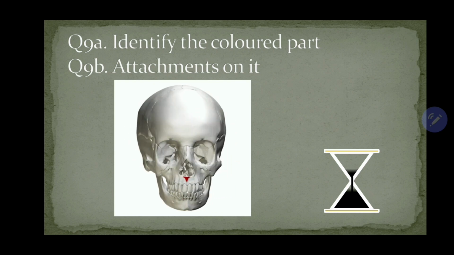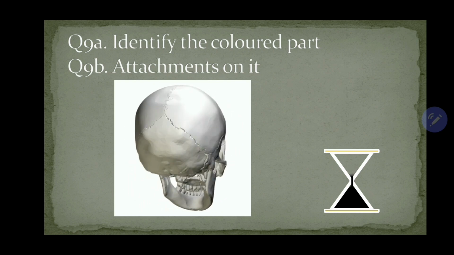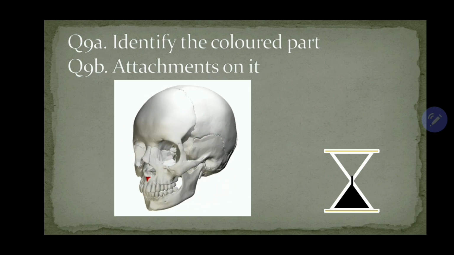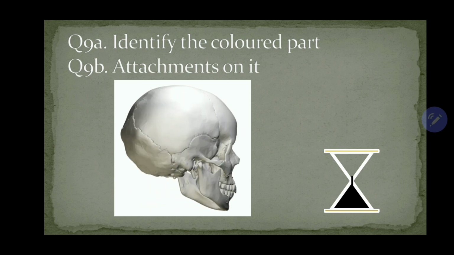is attachment of the depressor nasi, and then it also provides attachment to the septal cartilage. The anterior inferior portion of the cartilage is attached to this.